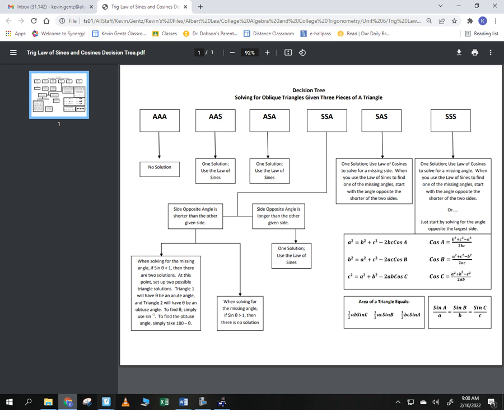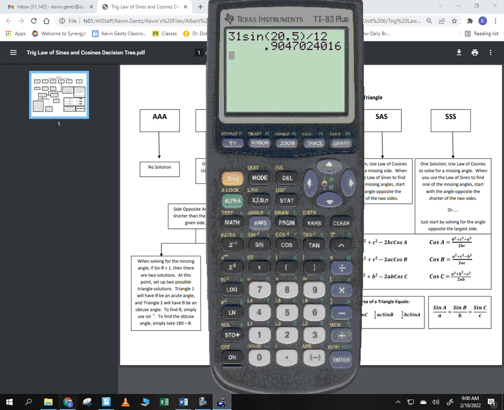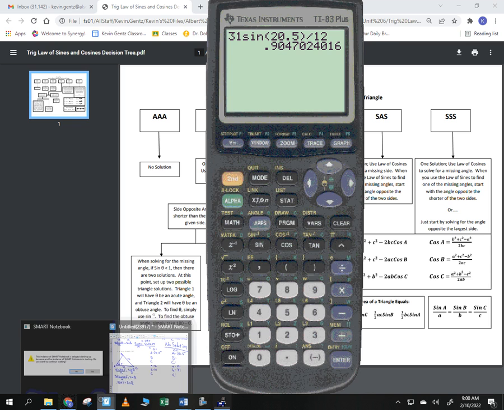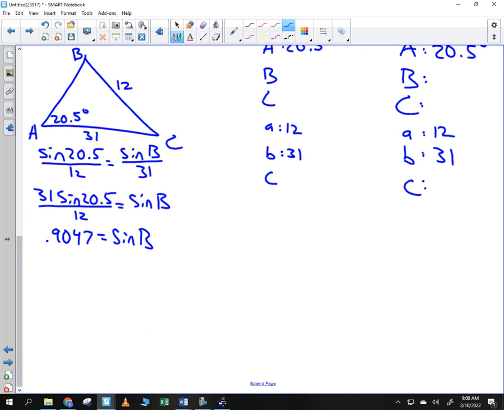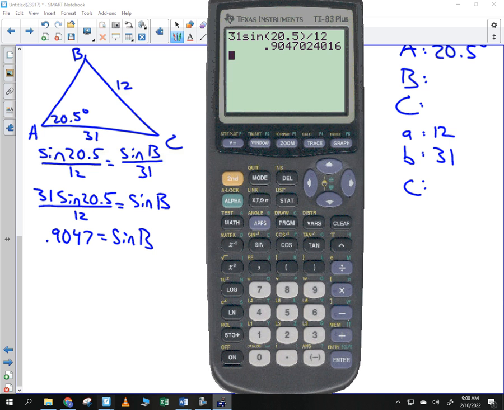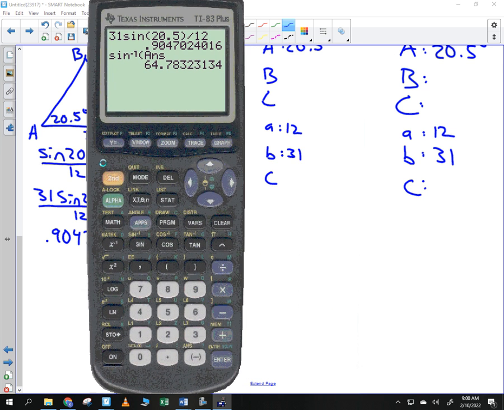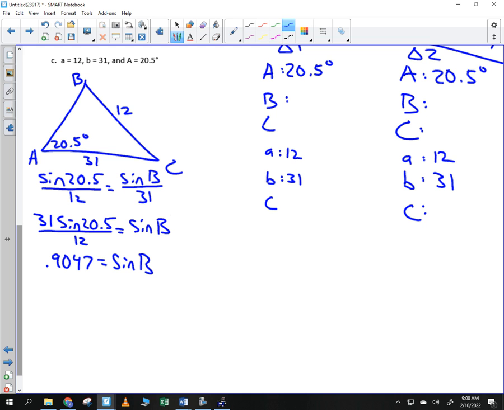It says triangle 1 will have theta be an acute angle. So let's come up with the acute angle. If I'm solving for an angle, what do I do? Inverse. So let's take the inverse sine of that answer. Did you get an acute angle or an obtuse angle? Acute, 64.78. That's what B is.